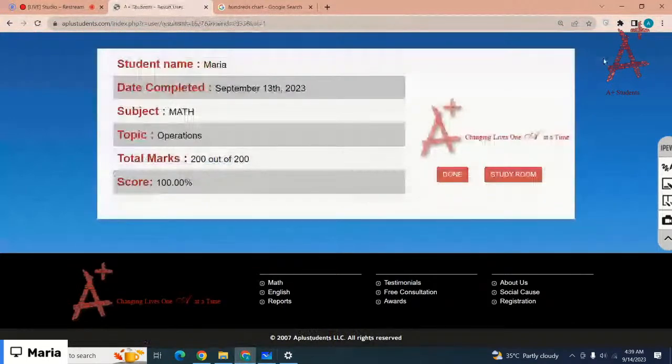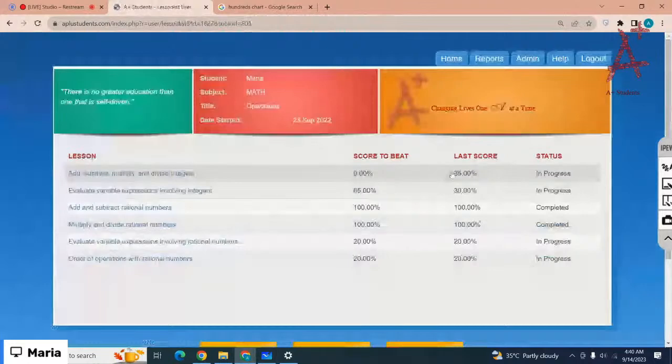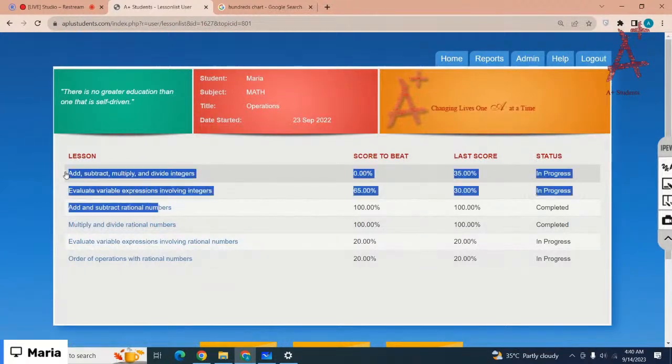Okay, we are done with the lesson. So we were working on grade 9 maths. The chapter we're working on is operations, and the lessons we have covered today are add, subtract, multiply, and divide integers, evaluate variable expressions involving integers, and add and subtract rational numbers, right? So please make sure before the next session you complete all the practice questions for the lessons we did today. That's your homework for today, right?